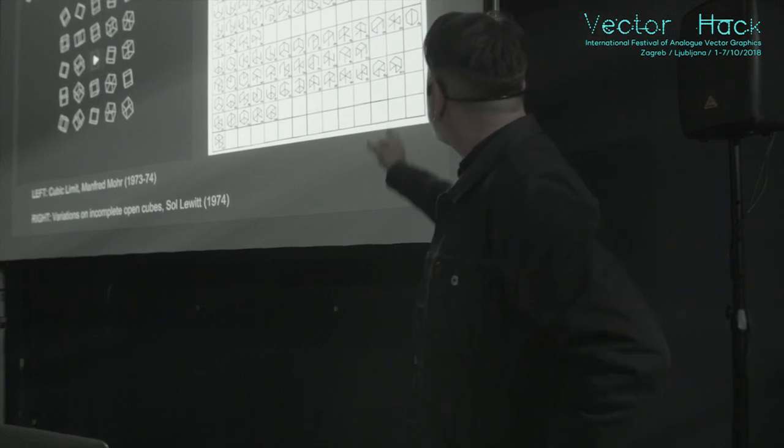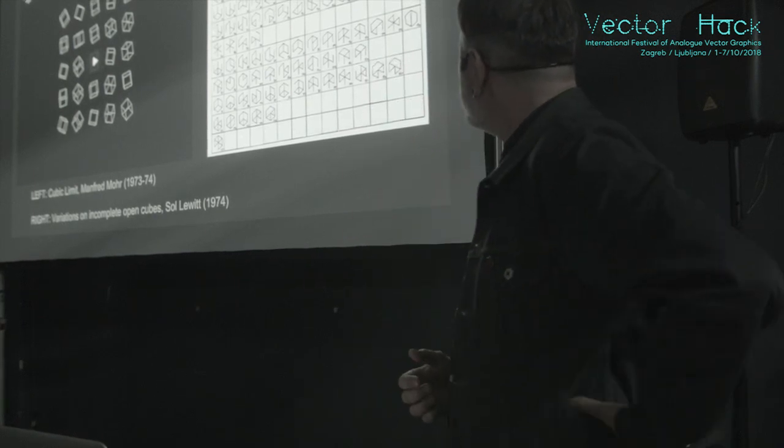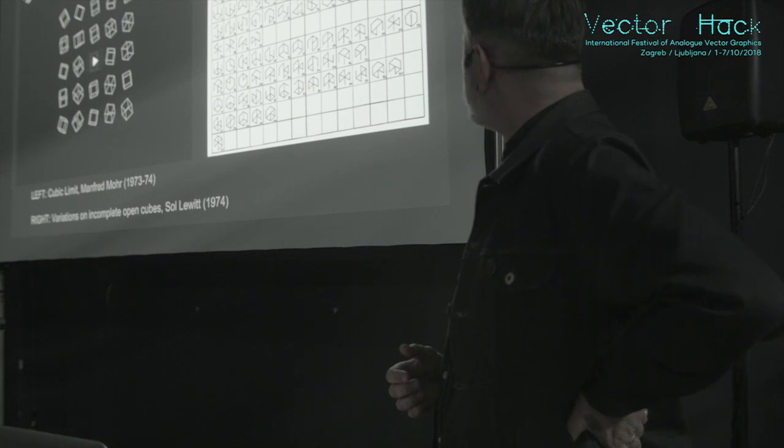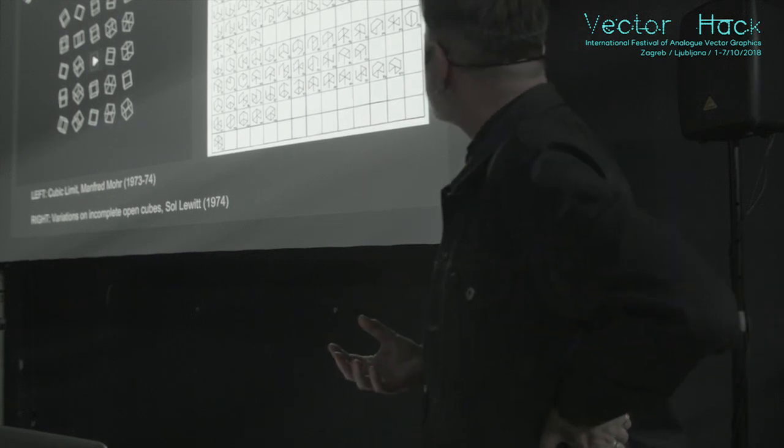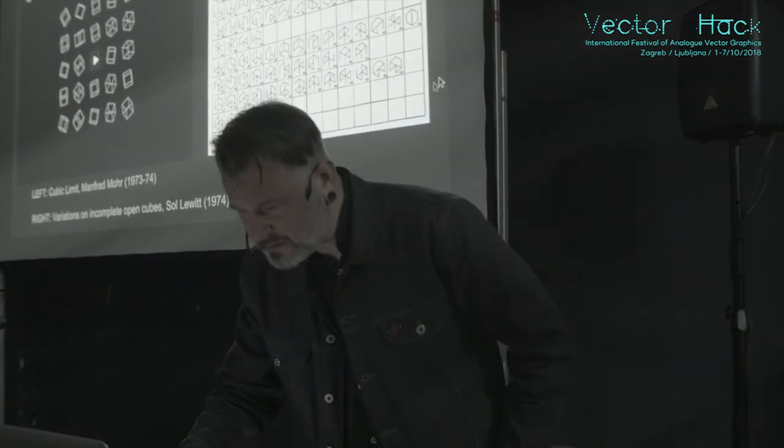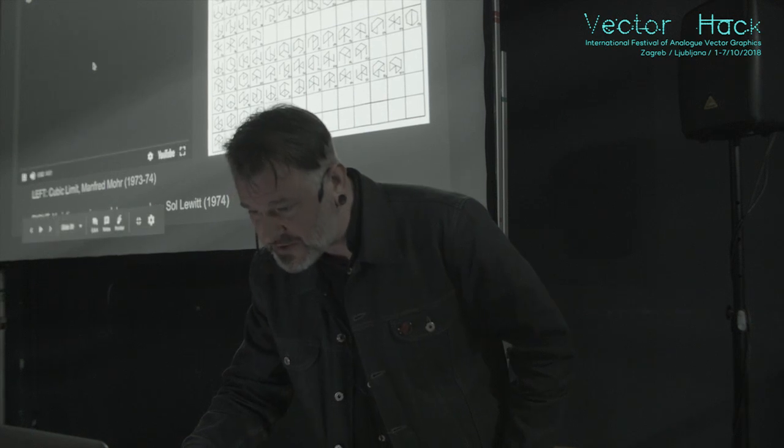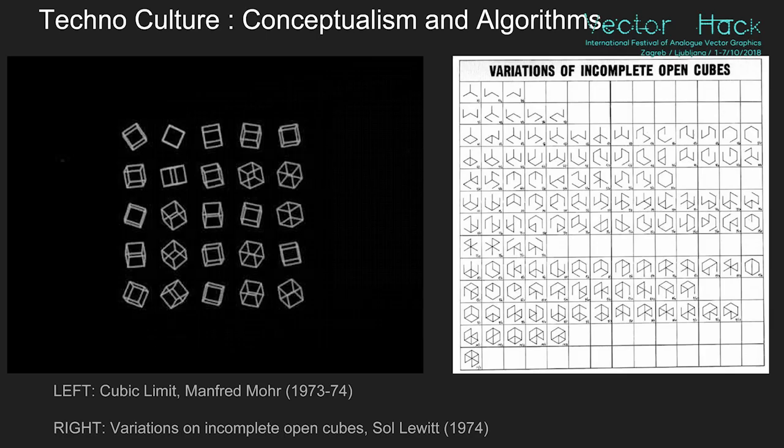So these Variations on Incomplete Open Cubes is essentially a set of instructions about how to draw a cube by Sol LeWitt. And Cubic Limit, which begins with him complaining about what a painful experience it was to make it, works in a very similar sort of way. This is another one of those classics, and you definitely see homages to this as well out there.